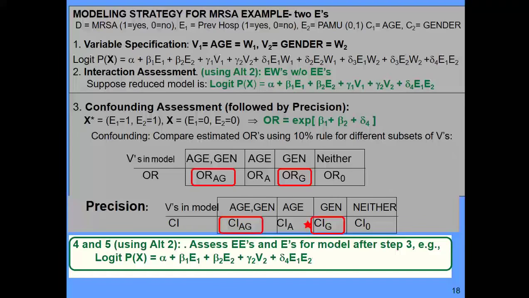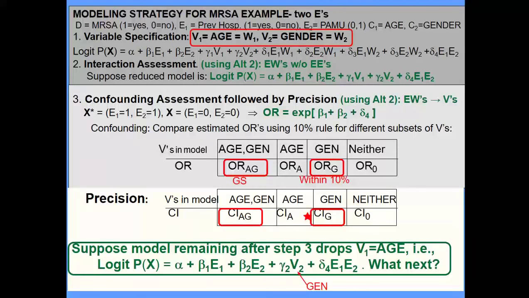Now, let me ask you this. Suppose when you do this, you find that E1 times E2 is significant. What's the next step after that? You're done. That's what Emily said, right? You're done, because you have to keep E1 and E2 because they're subsets, they're lower order components of E1 times E2. And you also decided you had to keep V2 because of what you did in the confounding assessment. So you're done. Okay? Get that?